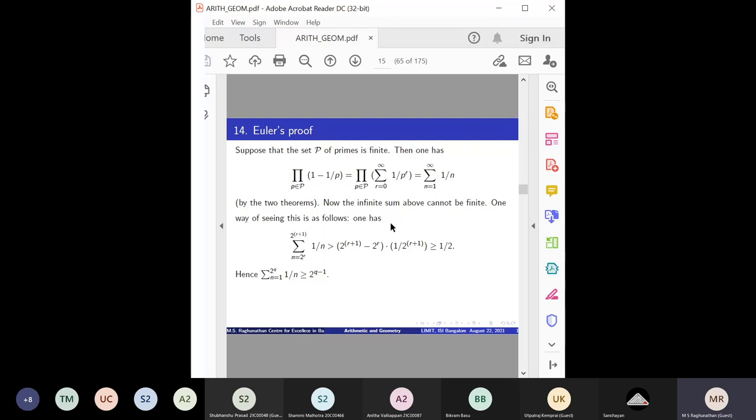1. So this sum is greater than 2 power q minus 1. The sum is greater than 2 power q minus 1 for every q. That's a contradiction. So it becomes an infinite sum. Thus, p has to be finite.